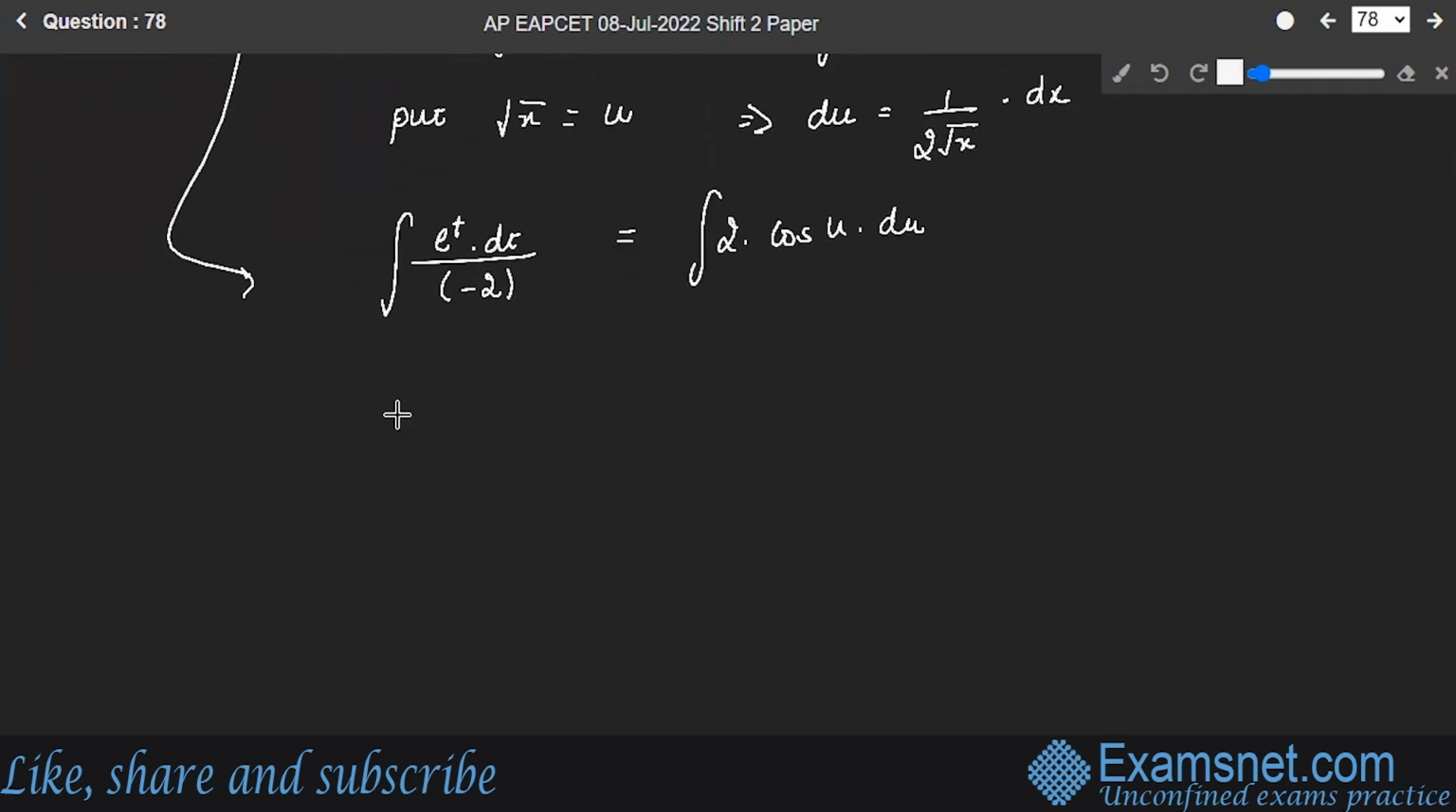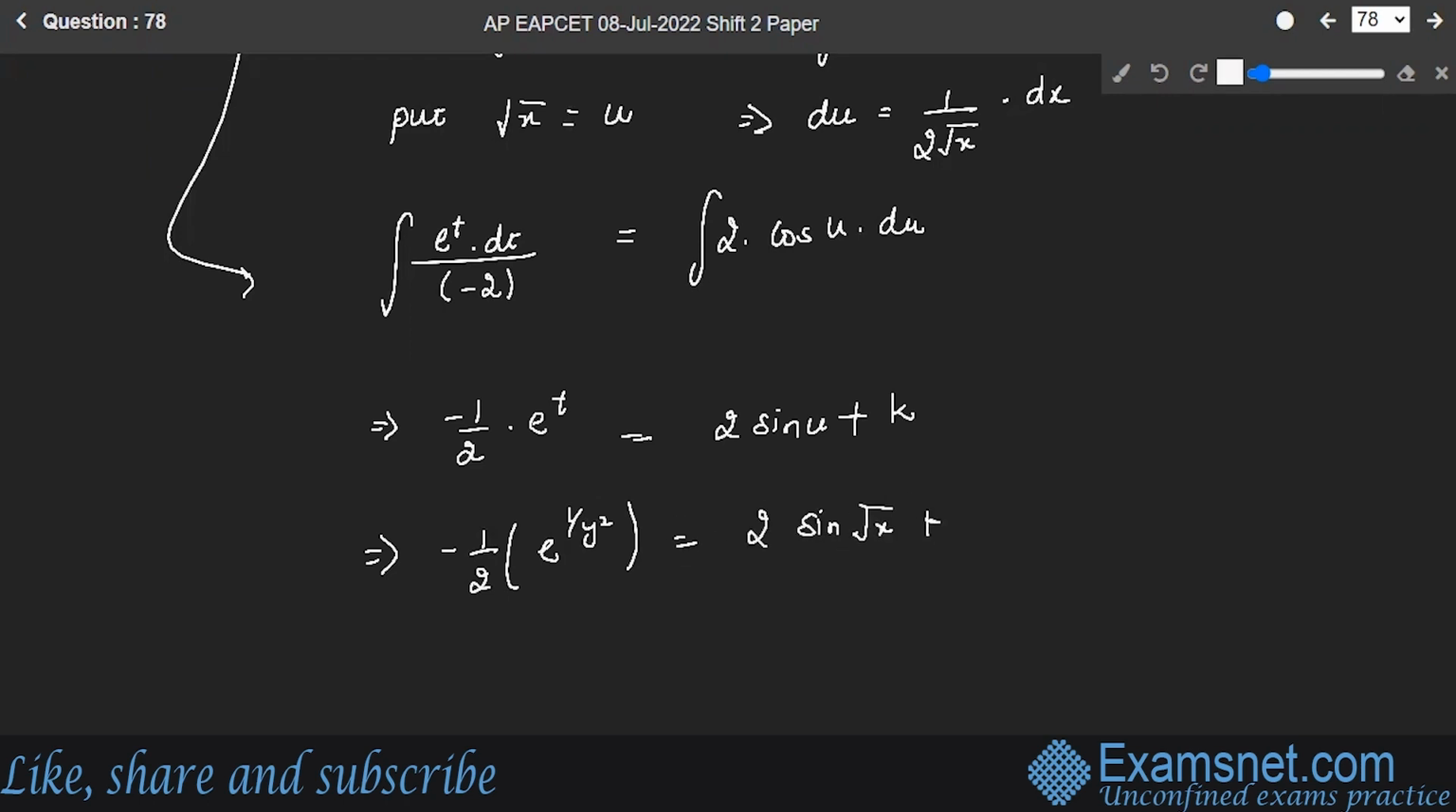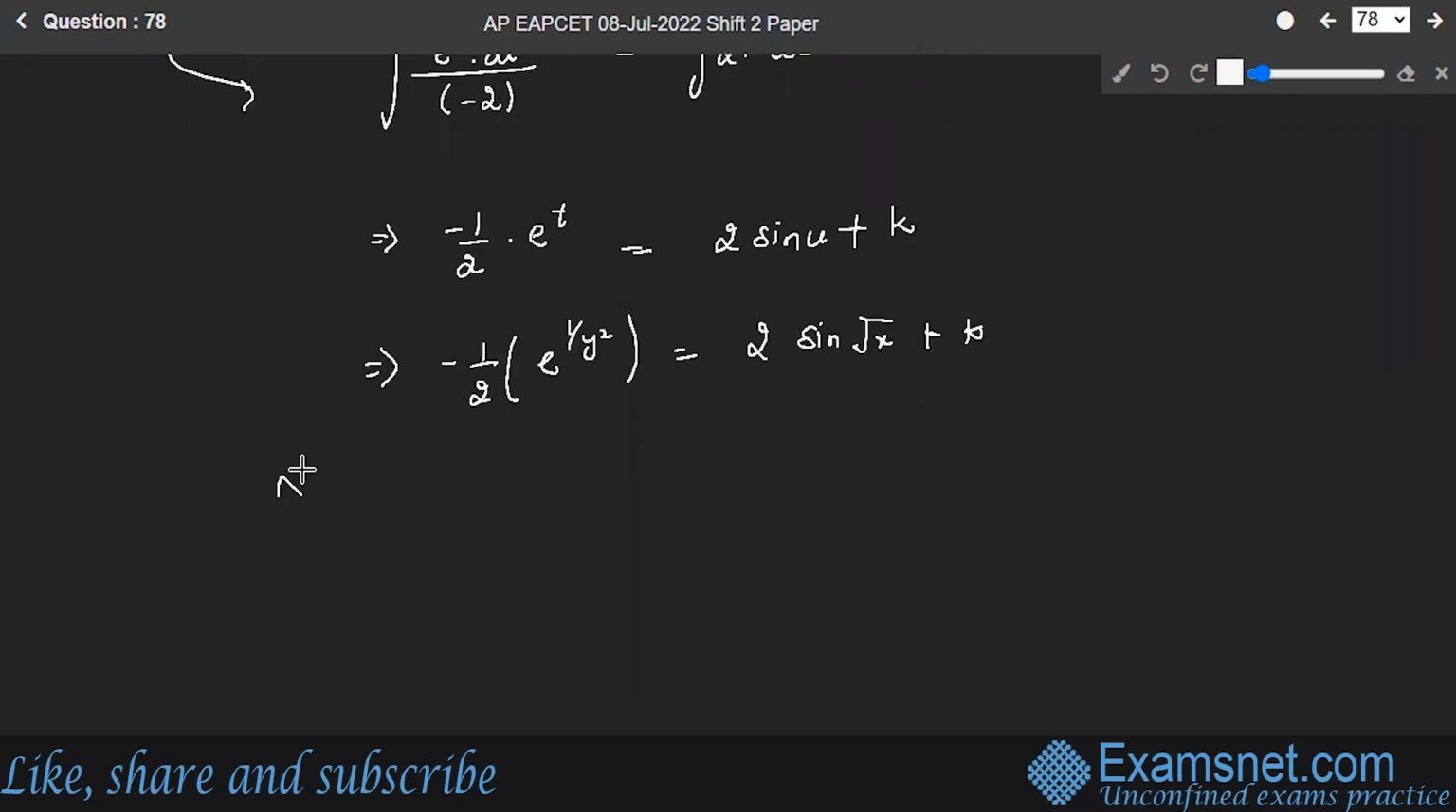So this integral will evaluate to minus 1 by 2 e raised to power t, and this is equal to 2 sine u plus some constant, let it be k. Now I'll be putting the value of t. This is minus 1 by 2 e raised to power 1 by y square is equal to 2 sine root of x plus k. You are given one more thing, that y of 0 is equal to 1. That the function at x equal to 0 is equal to 1, which means when x is 0, y will be 1, right?